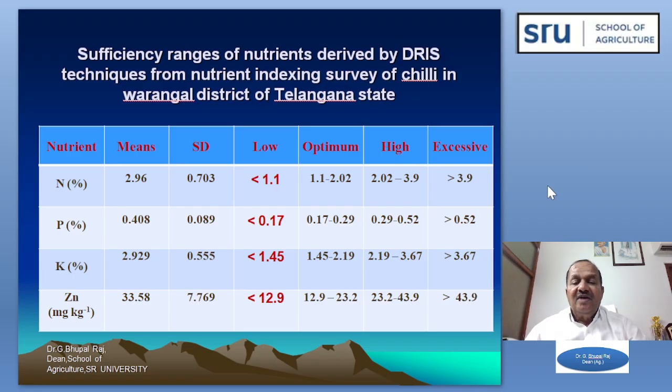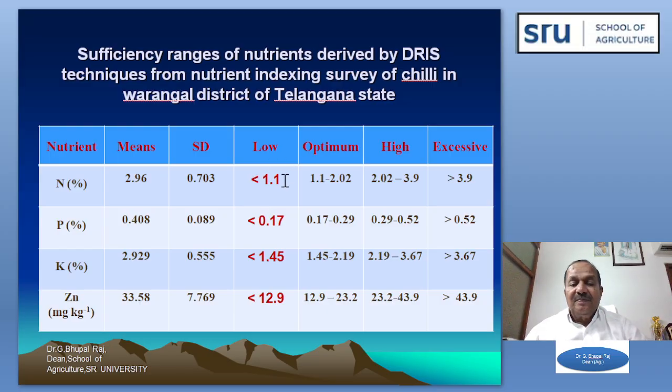Following those calculations, we have derived sufficiency ranges of nutrients from the DRIS technique for the nutrient density survey of chilli for the Warangal district. We have calculated like that. We have derived these values for nitrogen, phosphorus, and potash.